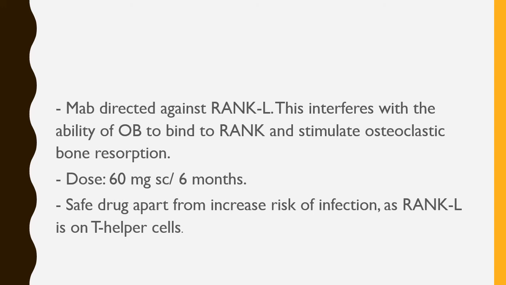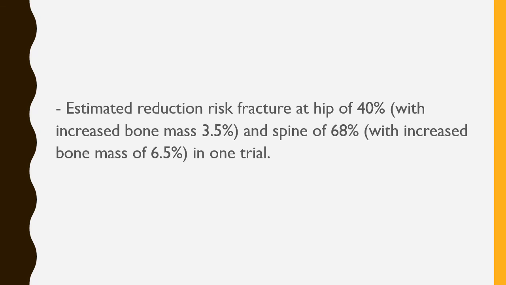It is a safe drug apart from increased risk of infection, as RANK ligand is on T helper cells. So it is a safe drug, but increased risk of infection is around. Why? Because RANK ligand is on the surface of T helper cells also. So there is a suppression of T helper cells, and so there is increased susceptibility for infection. Estimated reduction of fracture risk at the hip is around 40%, and at the spine around 70%. This is in one trial.